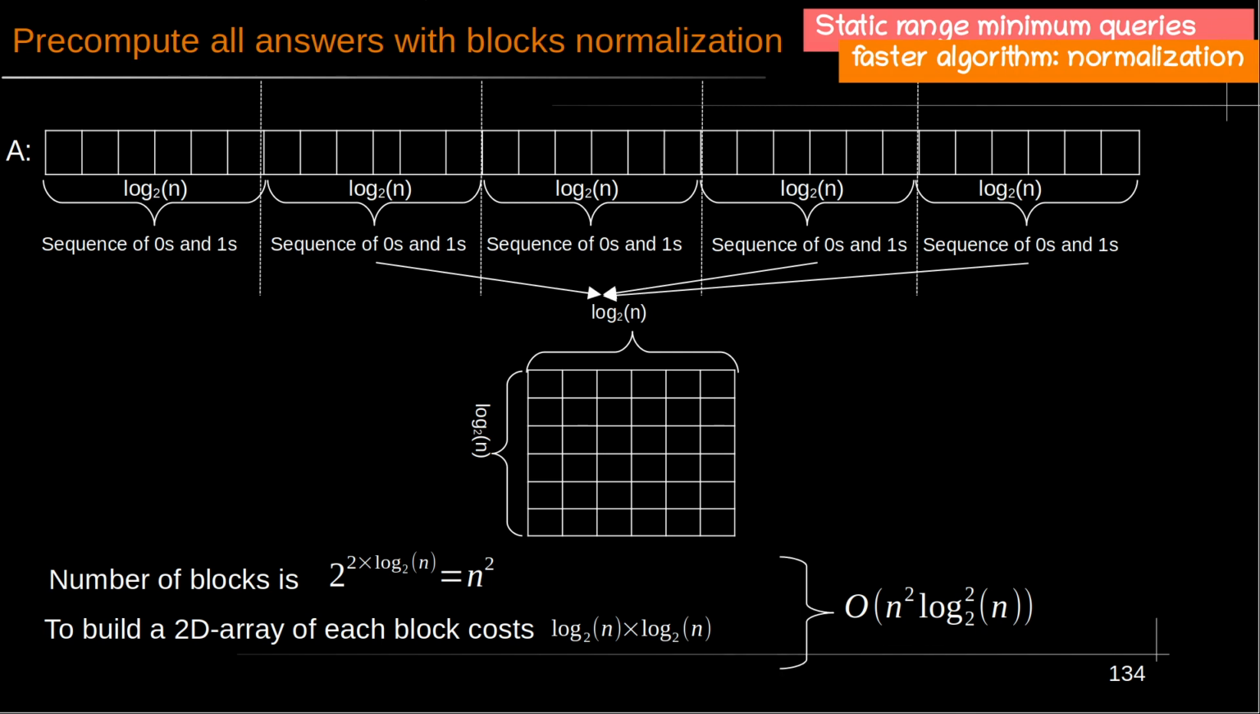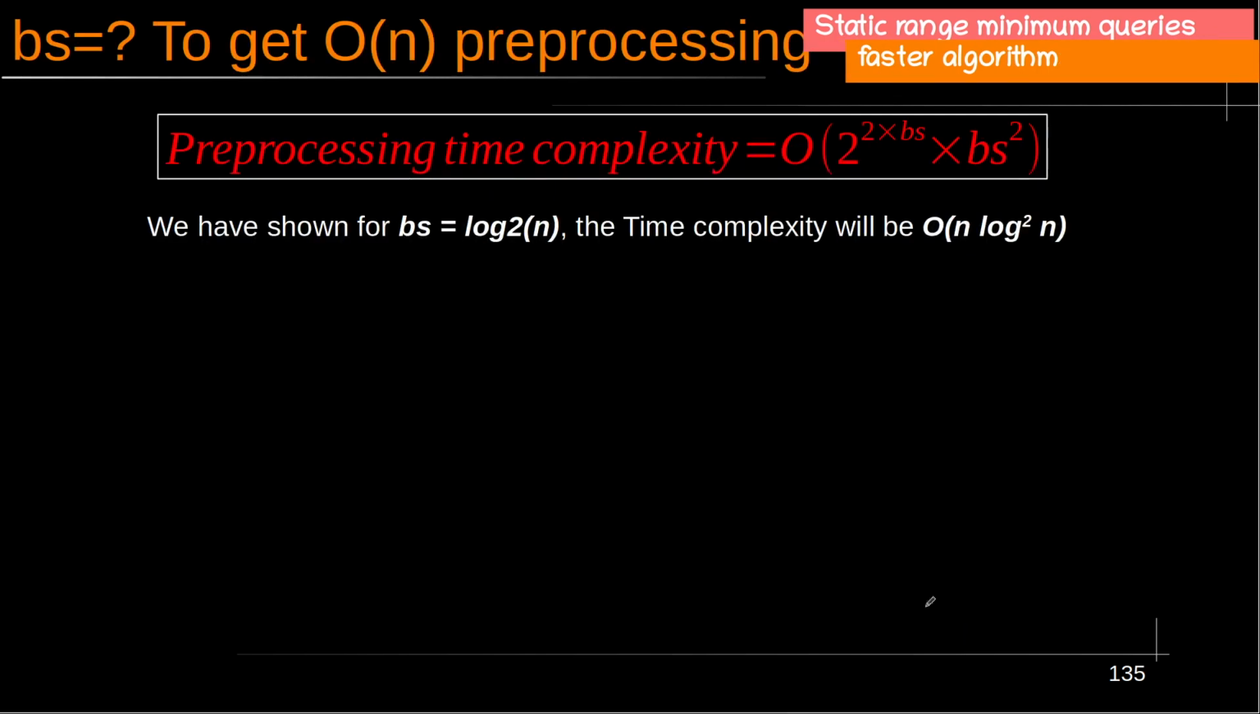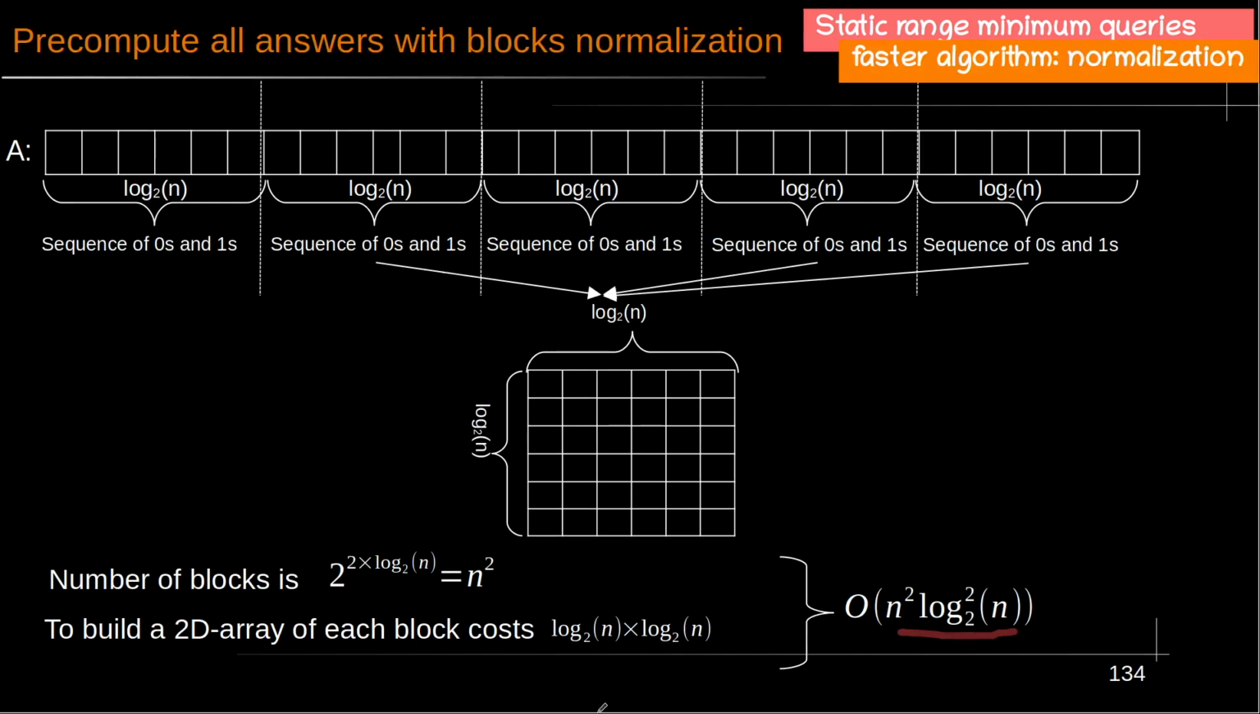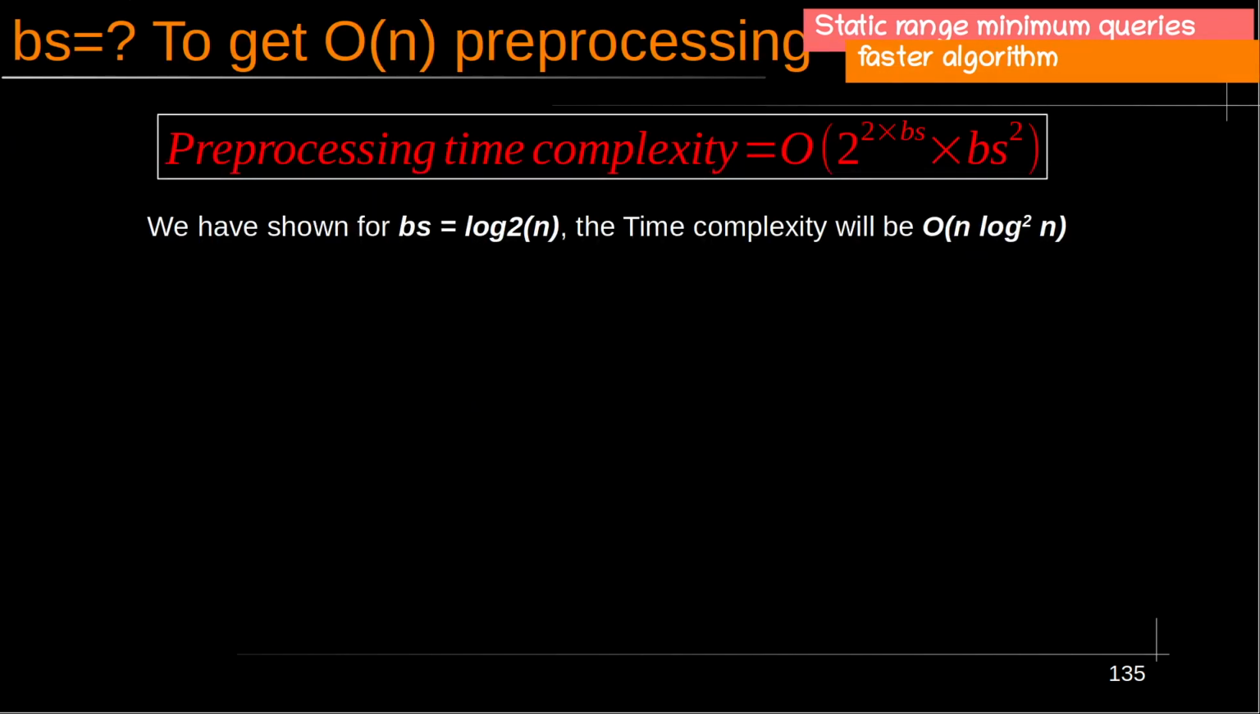So the time complexity of the preprocessing, if we keep the block size log base 2 of n, is O of n squared times log base 2 square of n. And we want to get the preprocessing in linear time. This is not linear time, as you see. So we have to choose a block size that allows me to get a linear time preprocessing.